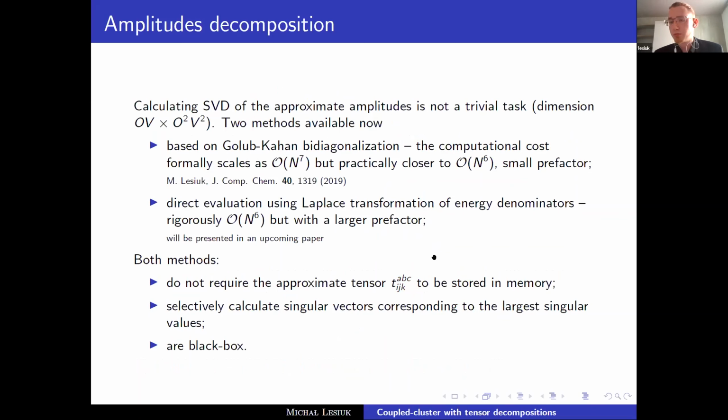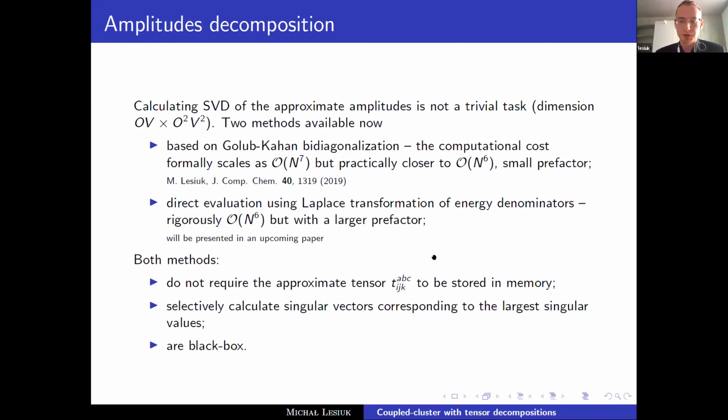Of course, because T3 is a large matrix, obtaining the SVD of this matrix is a non-trivial task, and there are two methods in the literature to do it. The first one is based on diagonalization of the matrix. This method is very general, and formally it scales as n to the power 7, but in practice it's closer to n to the 6th and has a small prefactor. And the second method, which is not yet published, is based on Laplace transformation of the energy denominators. The advantage of this method is that it's rigorously n to the 6th, but has a larger prefactor.